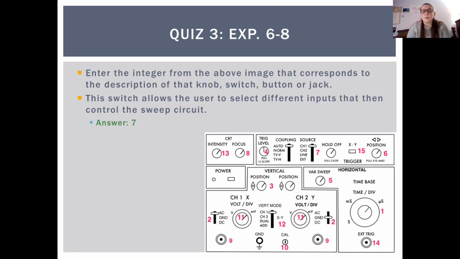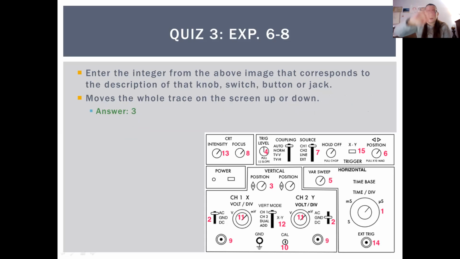Which one allows you to select different inputs that would then control the sweep circuit? That's the key phrase here, that then control the sweep circuit. So that would be up here next to your trigger level, switch number 7. Which one moves the whole trace on the screen up or down? That would be your vertical position, knobs number 3. Again, this one corresponds to channel 1, and this one corresponds to channel 2. Where do you plug the wires into? That would be jack 9 down there.